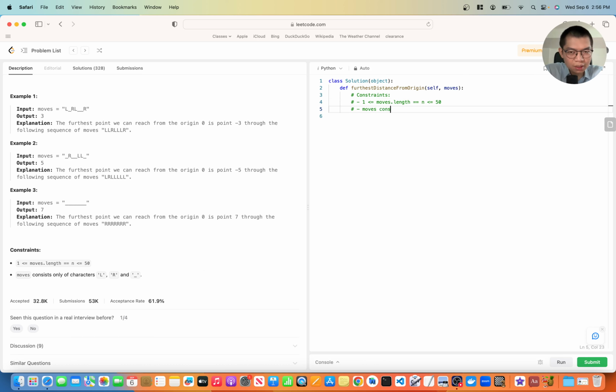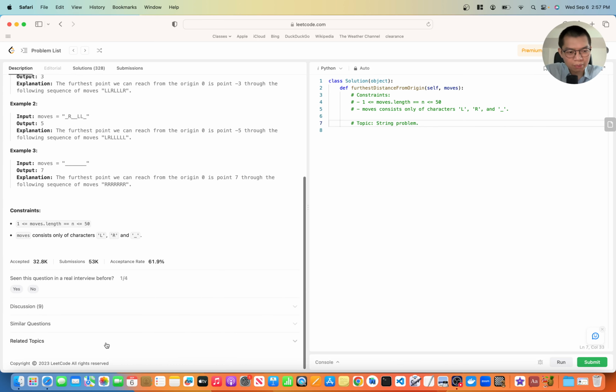Moves consists only of characters L, R, and underscore. Okay, I know this is a string problem, and I would classify it as a string problem, but they classify it as an array and counting problem.